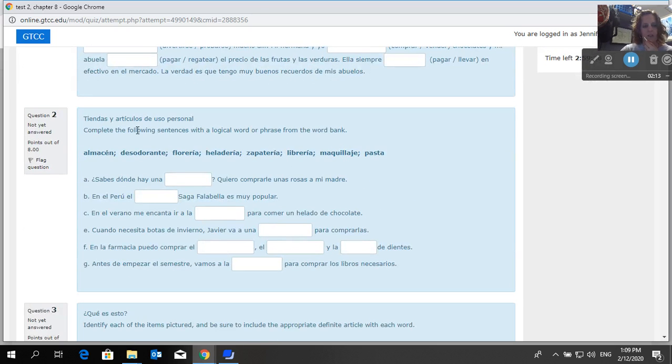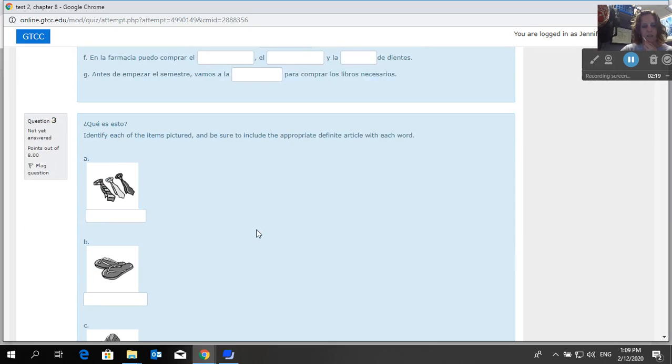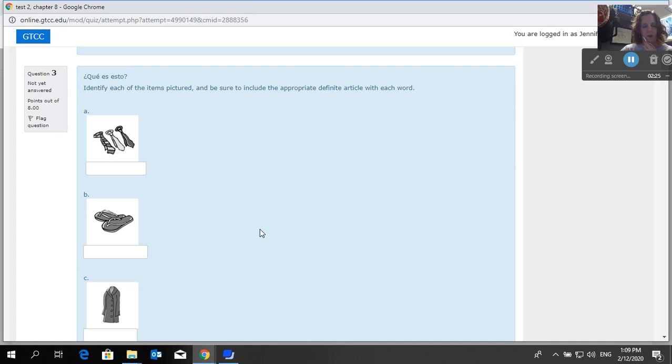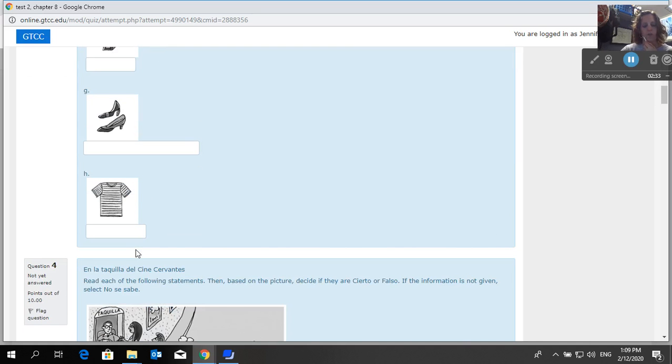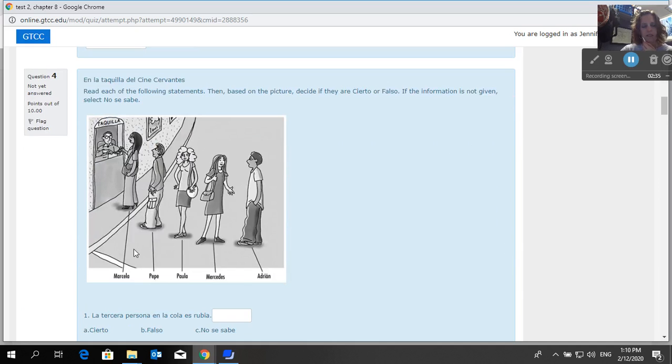Then it says tiendas y artículos de uso personal. So you're going to read these sentences and pick a word from the word bank that would best complete the sentence. Then it says ¿Qué es esto? Identify each of the items pictured and be sure to include the appropriate definite article with each word. So pick the item pictured and then write its name in the space below, but don't just write shirt, write the shirt.